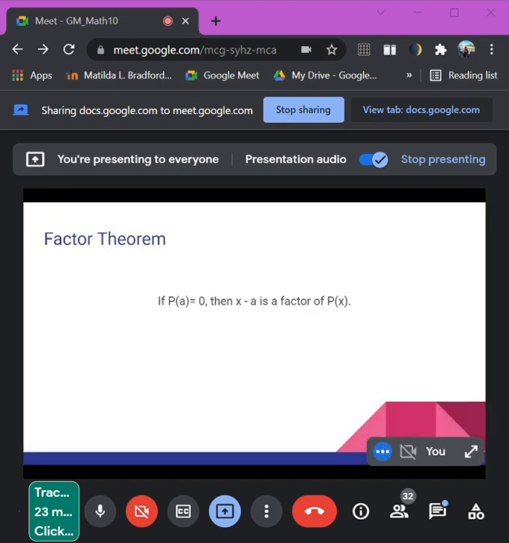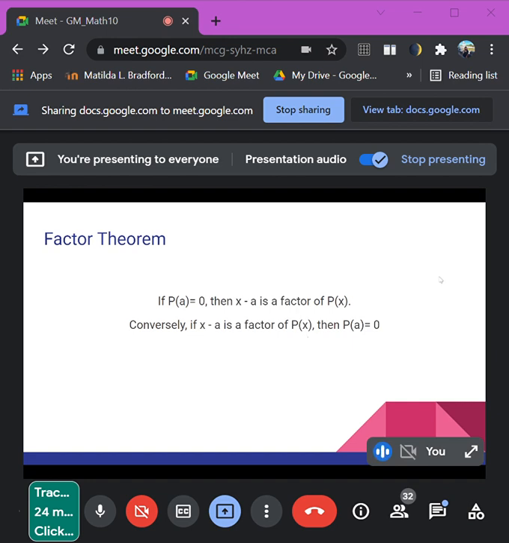So, if p of a is equal to 0, then x minus a is a factor, as I have said earlier. Conversely, if x minus a is a factor of p of x, then p of a should be equal to 0. Just remember that. If the remainder is 0, class, it means the divisor is a factor of the dividend. But if it is not 0, then that is the remainder, which is applicable in our remainder theorem.